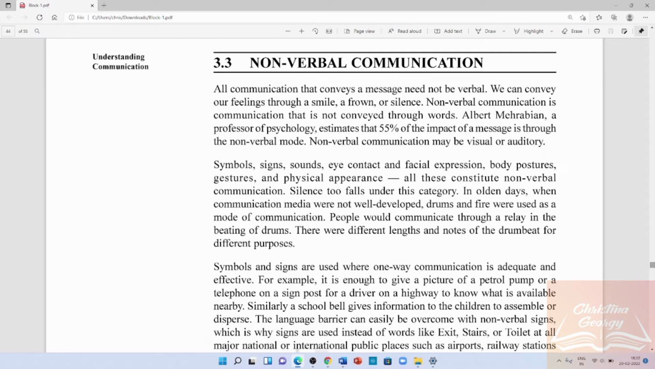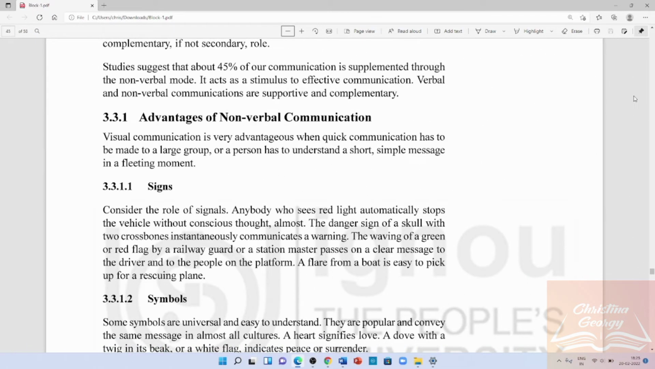Similarly, communication can be made with gestures. Judicial selection of the right mode of communication for a purpose is the crux of effective communication. Moving on to the advantages of non-verbal communication. So let's have a look at the cases of signs, symbols, graphs, charts and flow charts.